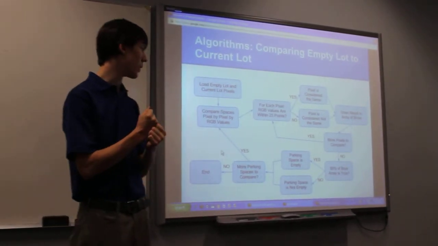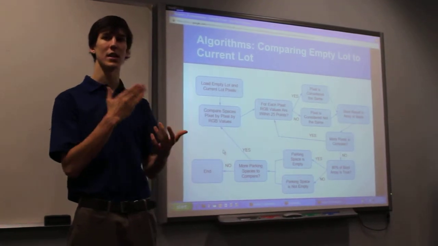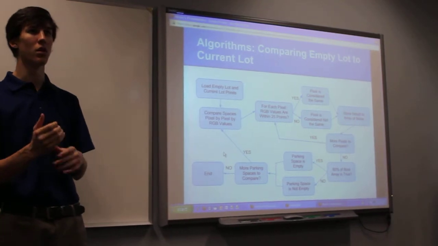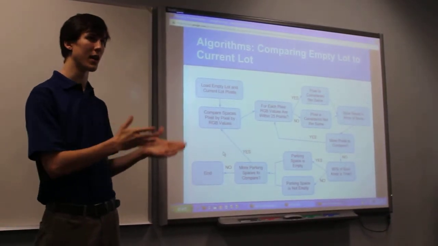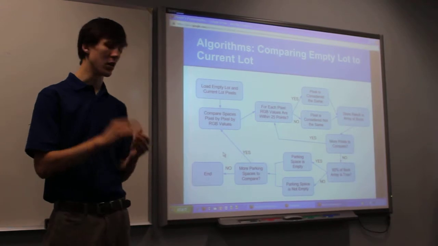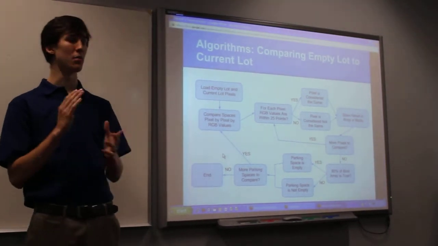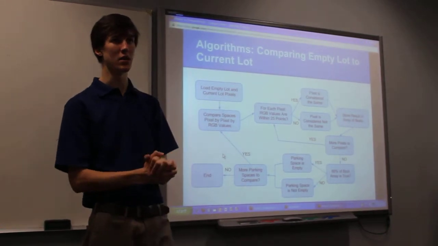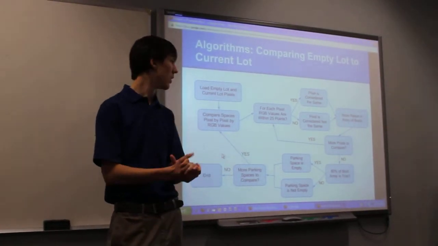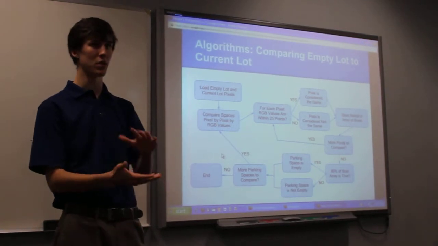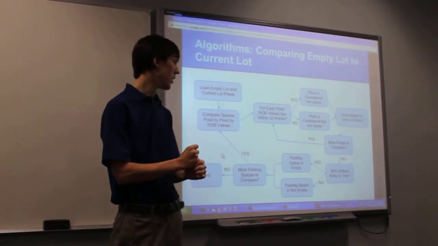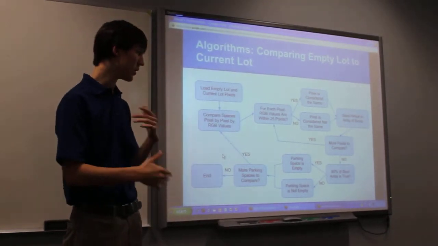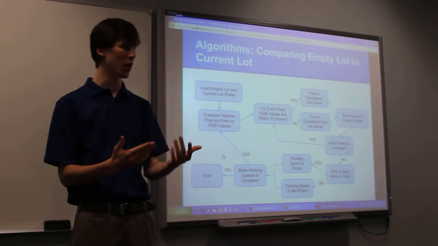The way we did this was for each RGB value that's on a scale of 0 to 255, as long as the red value was within 25 points of the empty lot image's red value, the green value was within 25 points, and the blue value was within 25 points, we considered that pixel to be the same as the empty lot image pixel. And so we stored that pixel into an array of booleans that we created. And we did this for each pixel in the parking space until we had compared all of the pixels.